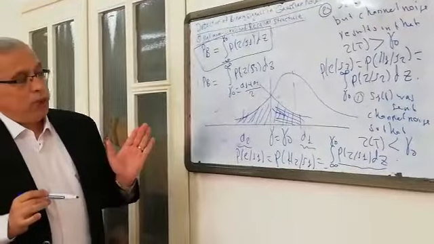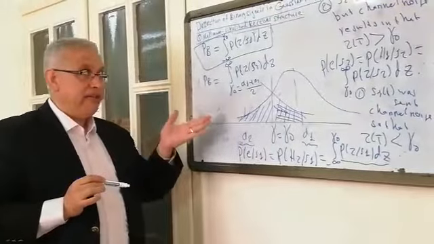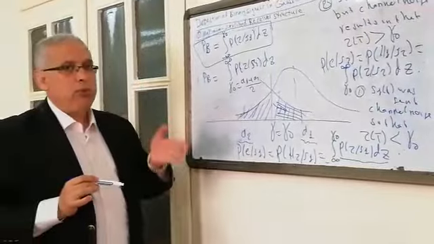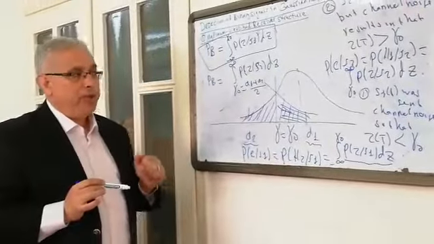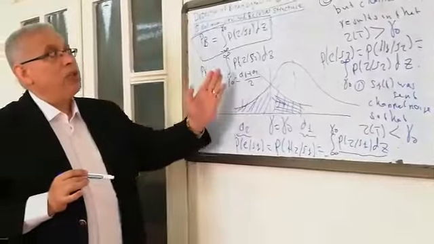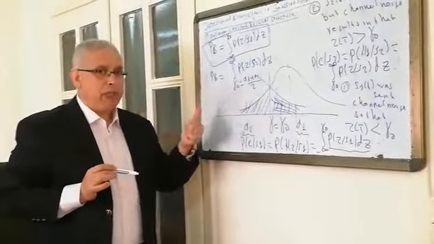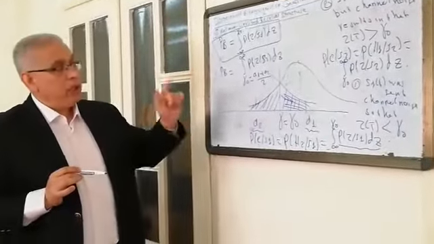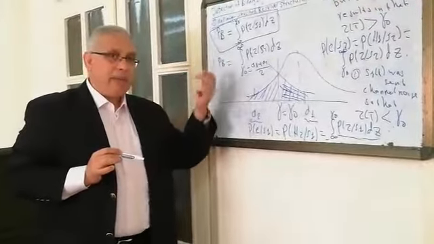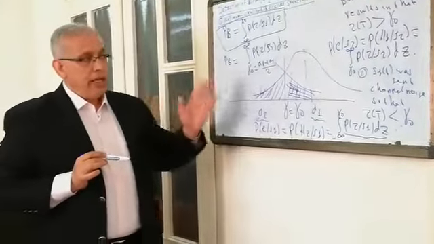Next topic: we are going to optimize the receiver, which we will call later on the matched filter, by maximizing the argument of the complementary error function. This is the first part of our lecture, talking about optimizing the threshold by minimizing the bit error probability. In our next lecture we will talk about how to optimize the receiver by maximizing the argument of the complementary error function.